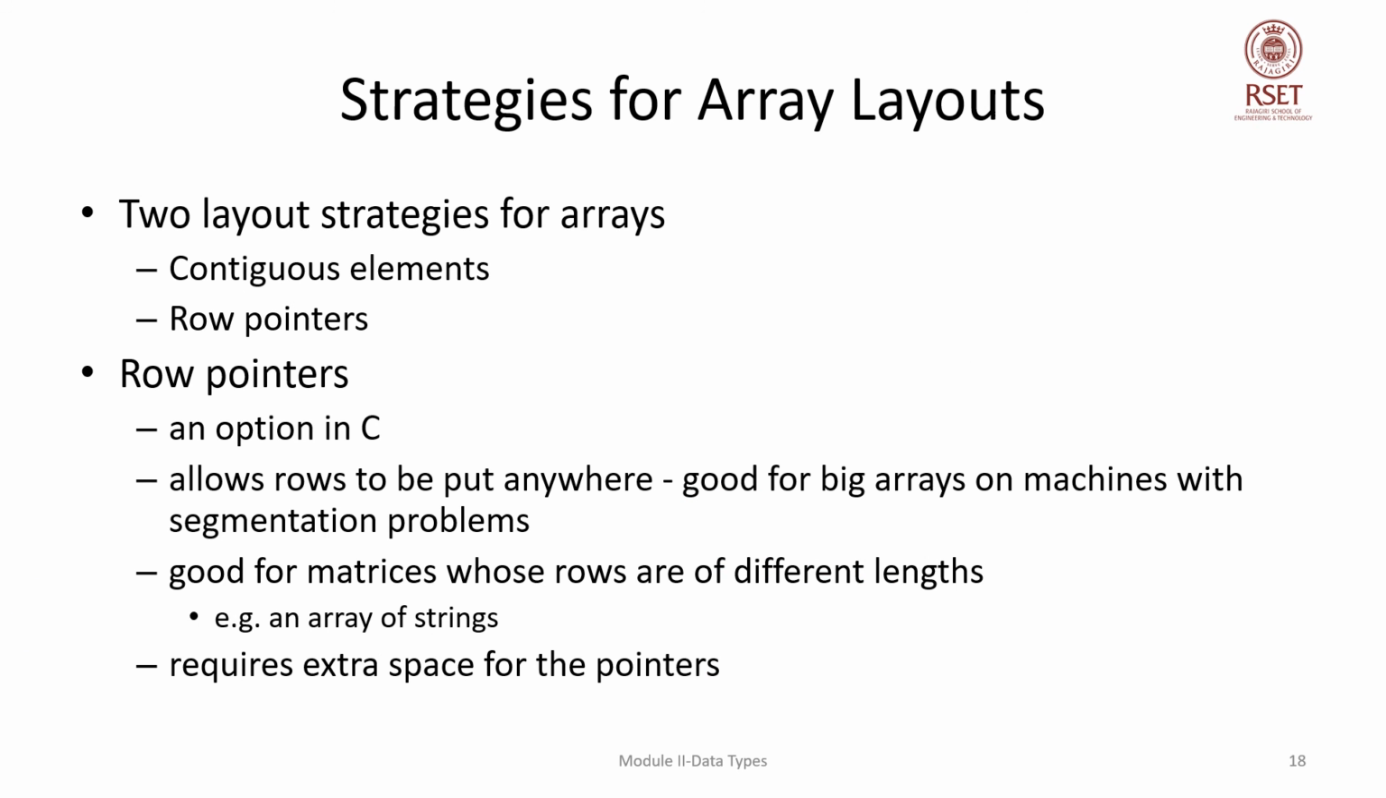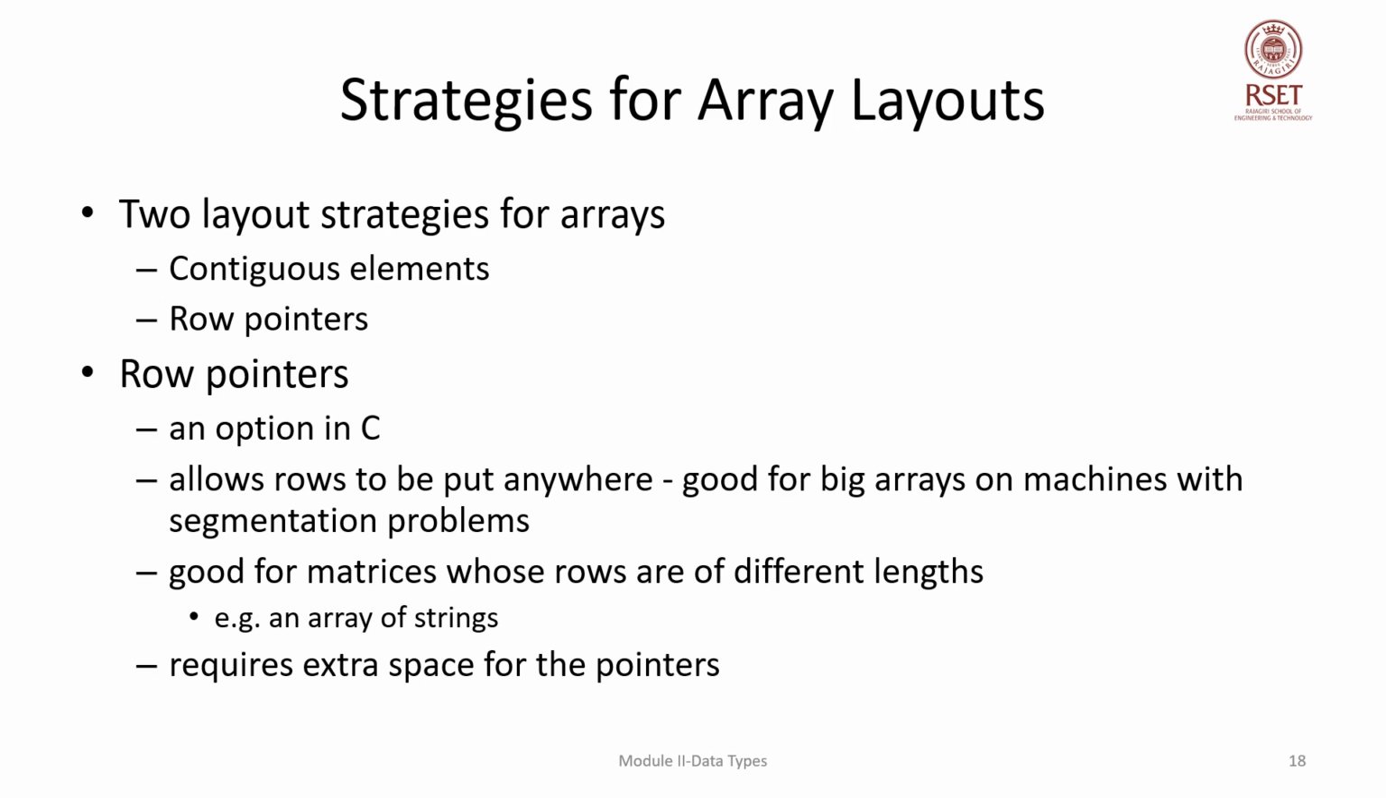Strategies for array layouts. There are two layout strategies for arrays. First one is contiguous elements and the second one is row pointers. A row pointer is an option that is available in C, wherein the rows can be put anywhere. So a machine which supports big arrays can use this particular strategy in order to avoid the segmentation problems. We'll see how in the next slide.